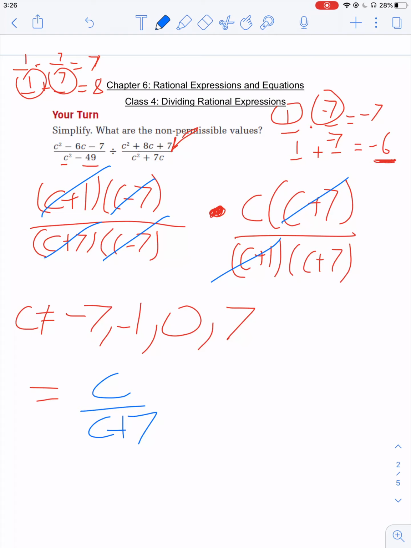Okay, and again, this guy only has one restriction because we've lost most of them while simplifying. Which is why you always have to find your restrictions at the very beginning, once you've factored everything that needs to be factored. In this case, it's this denominator and that numerator, okay? So let me just clean this up a little bit, and I think that is it for today.